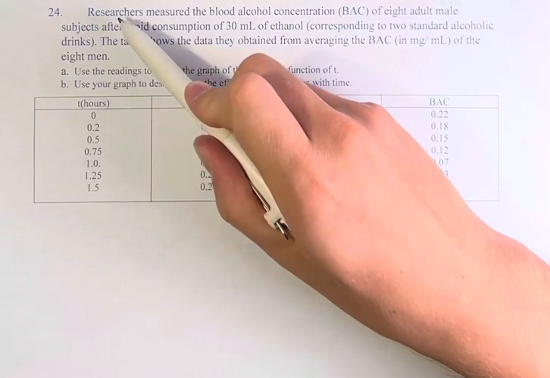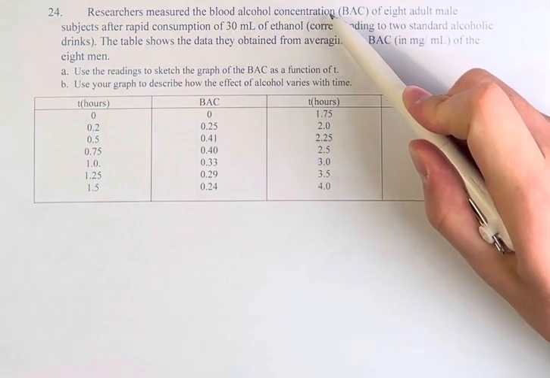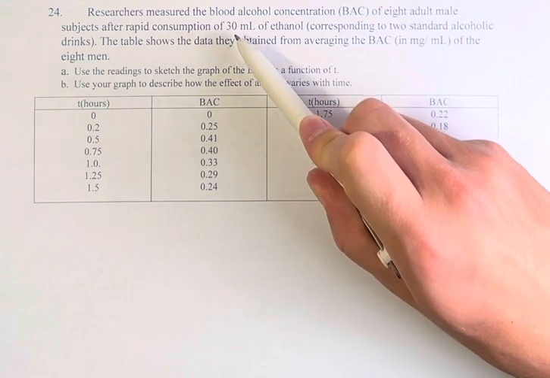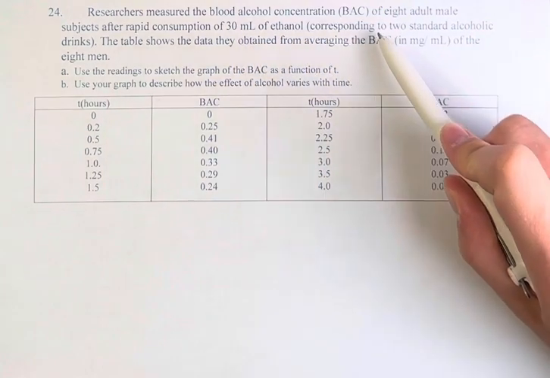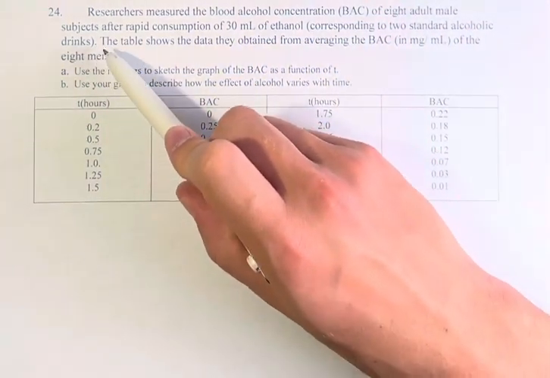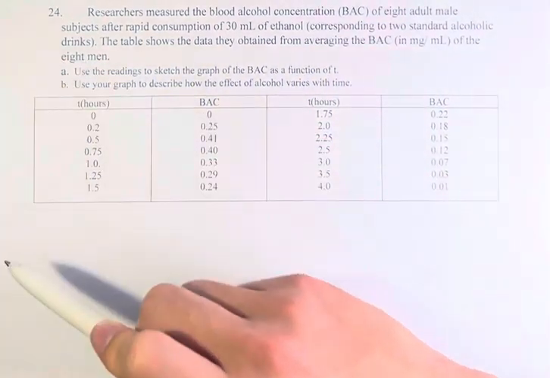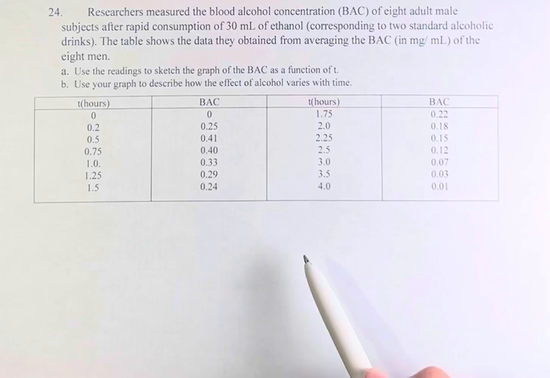In this problem, researchers measured the blood alcohol concentration, BAC, of 8 adult male subjects after rapid consumption of 30 milliliters of ethanol, corresponding to 2 standard alcoholic drinks. The table shows the data they obtained from averaging the BAC of the 8 men in milligrams per milliliter.